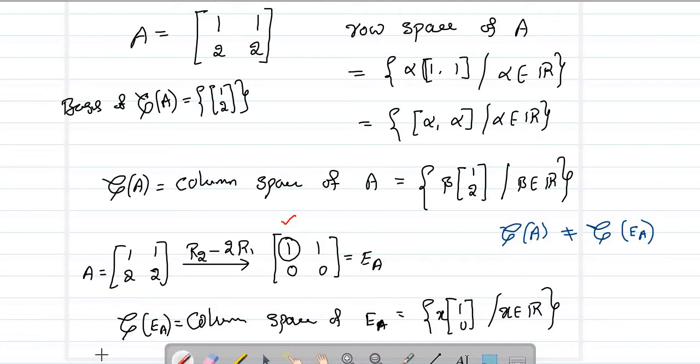We need to discuss a few properties related to row equivalent matrices. Do you know what row equivalent matrices are? A and B are said to be row equivalent when B can be obtained by making some elementary row operations on A. For example, A and EA are row equivalent, because just by doing some row operations on A, I'm getting EA.